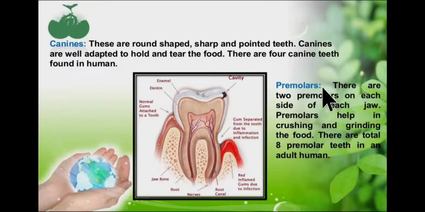The next come premolars. There are 2 premolars on each side of each jaw. Premolars help in crushing and grinding the food. There are total 8 premolar teeth in an adult human.